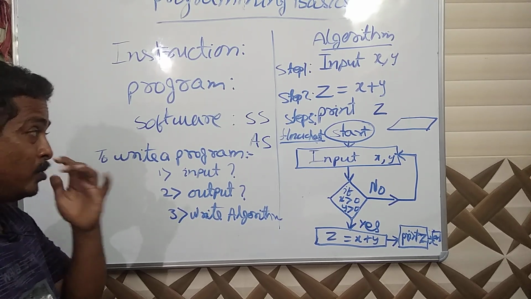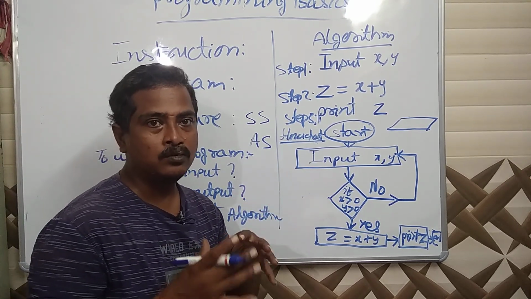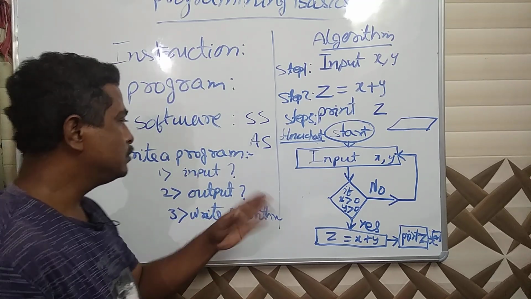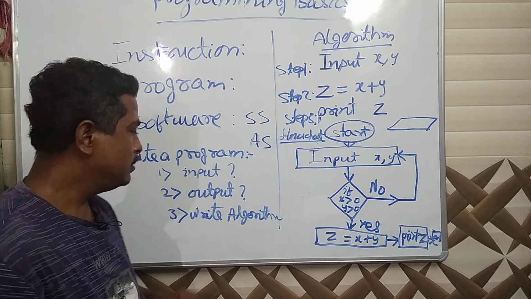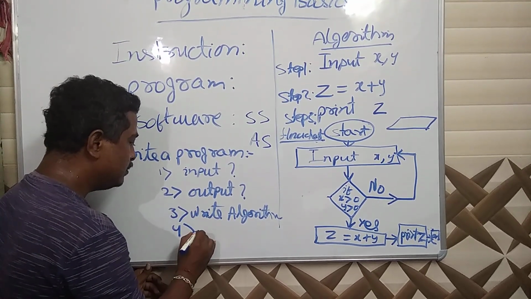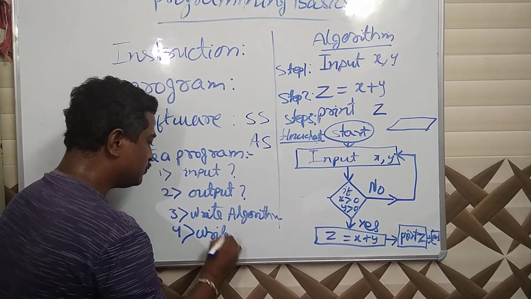Why I am not telling flowchart is because it is not good in big programs. Initially you may use it, no problem, or else you may do it in algorithm. After writing the algorithm, another step is there: write the pseudocode.